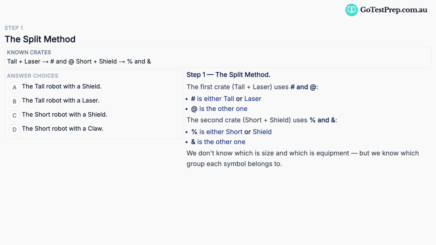All right, let's work through it. Step 1, the split method. Let's split the symbols. The first crate belongs to the tall robot with a laser. It uses hash and @, so hash is either tall or laser, and @ is the other one. The second crate belongs to the short robot with a shield. It uses % and ampersand, so % is either short or shield, and ampersand is the other. We do not know which is size and which is equipment yet, but we know the groups. Hash and @ are from group 1, % and ampersand are from group 2.